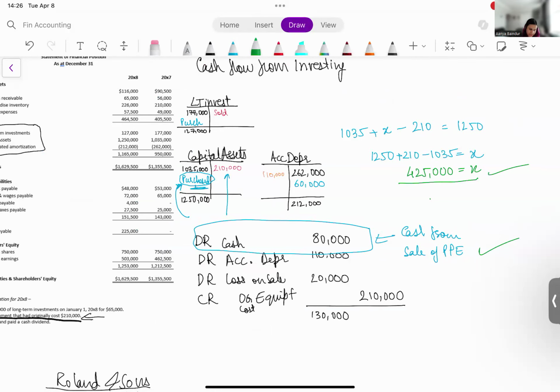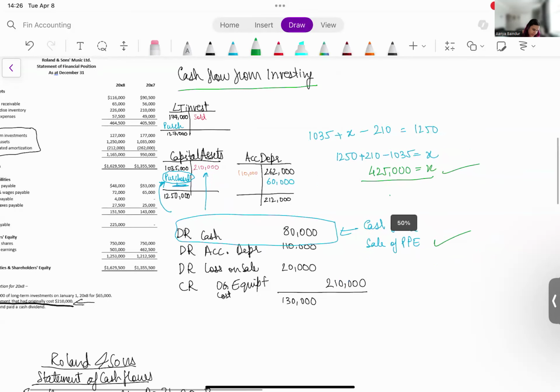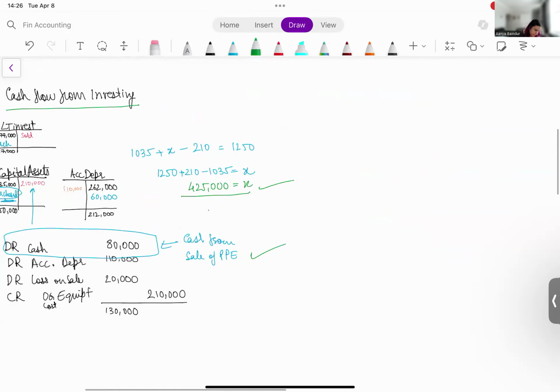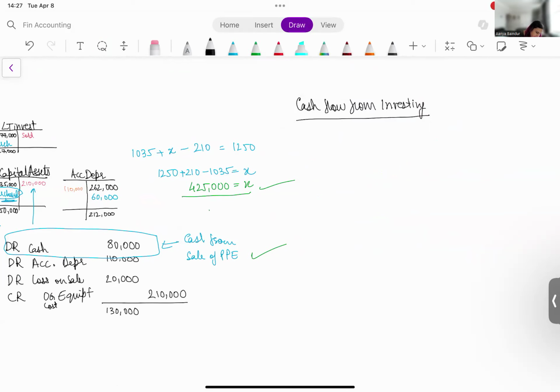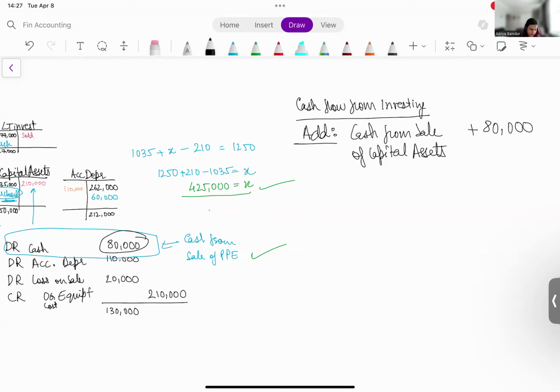We know how much cash we got from sale of PPE. We can put those amounts down in our cash flows from investing. So let's go ahead and do that. Let me move this here. Cash flows from investing. First of all, let's add in cash from sale of capital asset. How much is that? We figured out here. It was 80,000. And we are adding this amount because we got cash when we sold it.